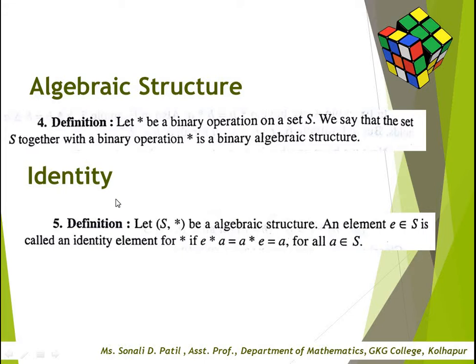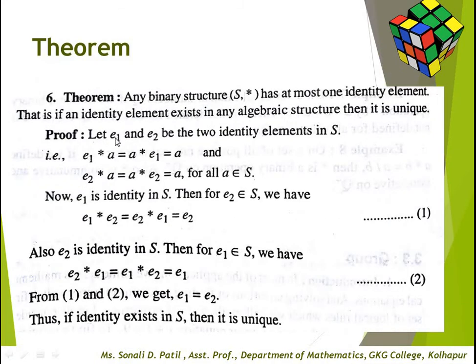Next property is identity. Let (S, star) be an algebraic structure. An element e belonging to S is called an identity element for star if e star a is equal to a star e is equal to a for all a belonging to S. It means that if we change the order of e and a, we still get the same result. There is one theorem: any binary structure (S, star) has at most one identity element. That is, if an identity element exists in any algebraic structure, then it is unique.